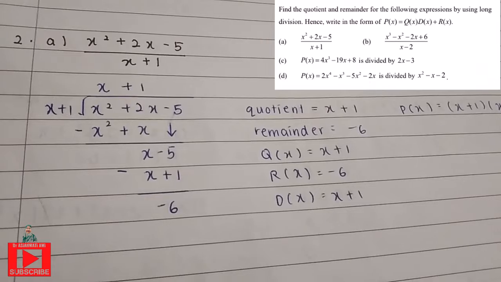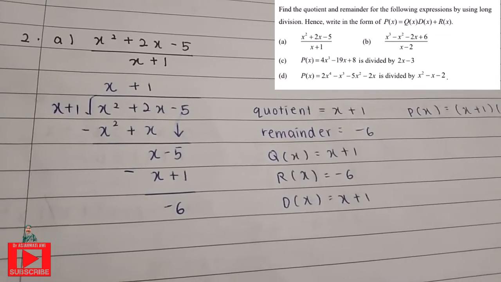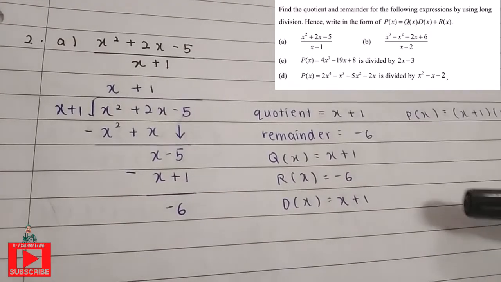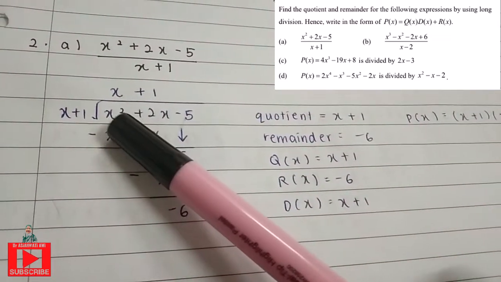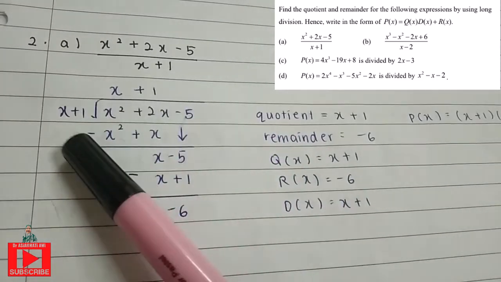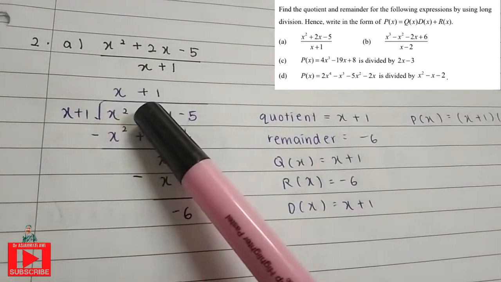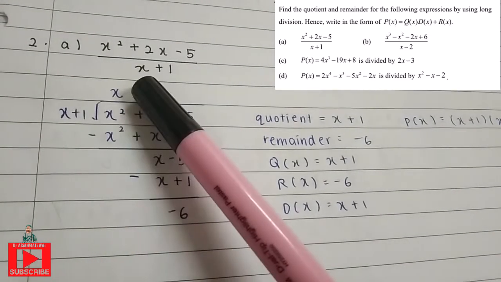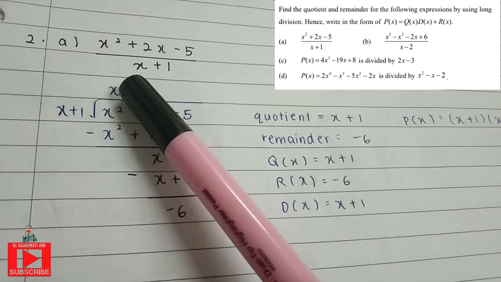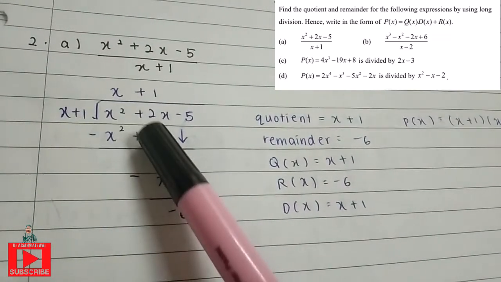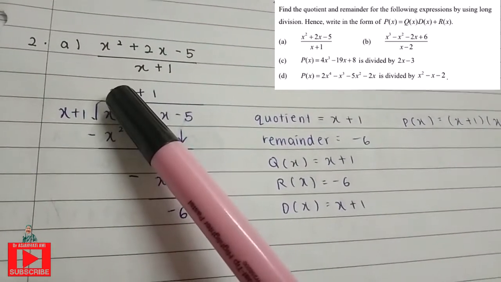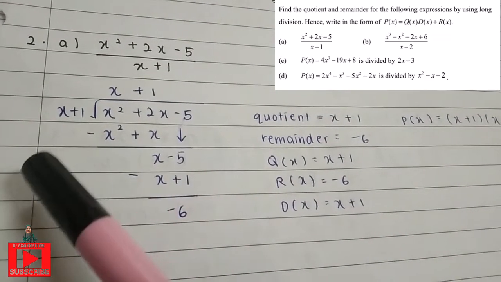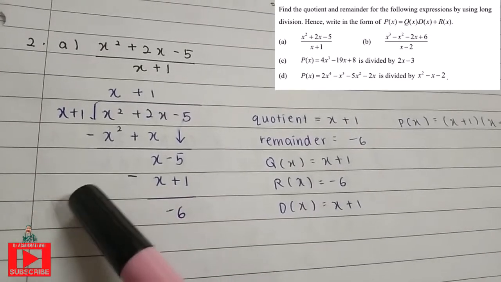The question asks us to find the quotient and remainder for the following expression. So we just do the divisions, like the simple division, which is x squared plus 2x minus 5 divided by x plus 1. So the first step is we take the x squared divided by the x, so we get x, right? So x we put here on top, and then we take x multiplied by x, we will get x squared, we put here, and then x multiplied by 1, we will get x, we put here. So we subtract, just like the simple divisions that we learned before.